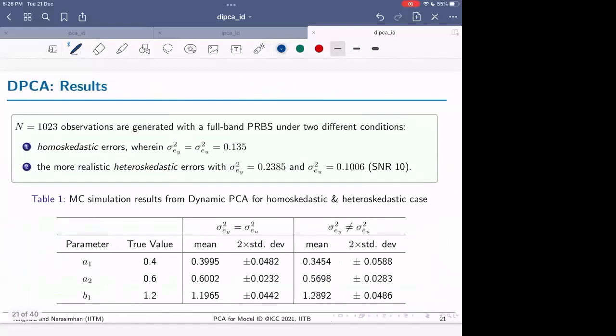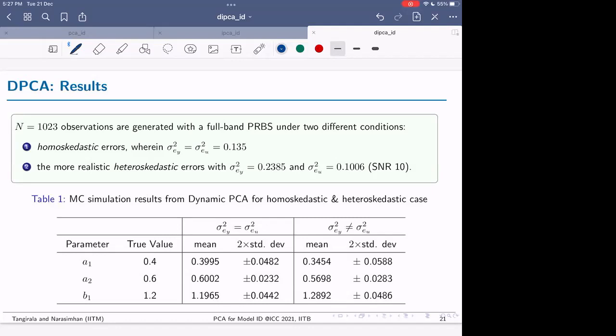Now, what we did was we generated about 1023 observations. We used a full band pseudo random binary sequence. For those of you who do not know what a PRBS is, it's essentially a binary sequence that switches between plus and minus 1 in a random fashion. And a full band PRBS essentially has white noise like properties. So it has all frequencies present. It contains very narrow pulses to wide pulses. And it's pseudo because it's not truly random. You can generate it by yourself. But it is random because it has random signal like properties.